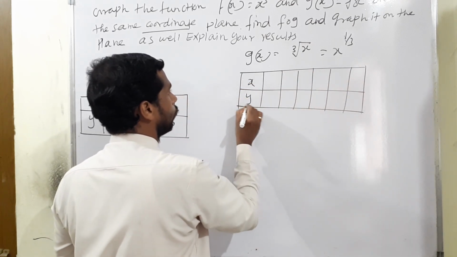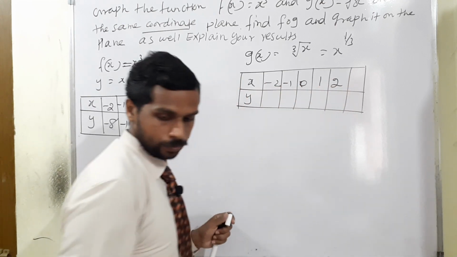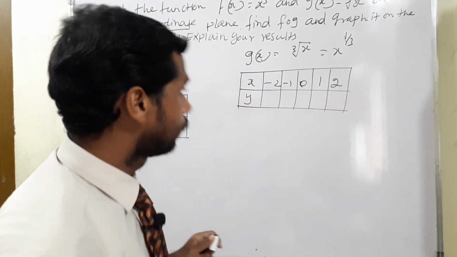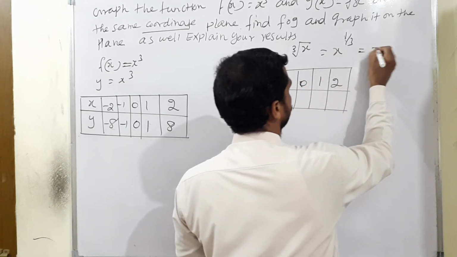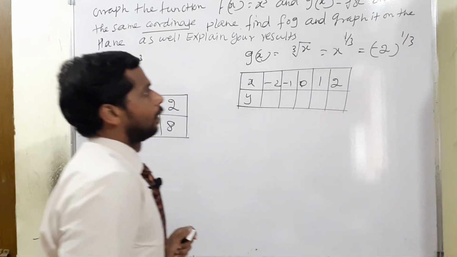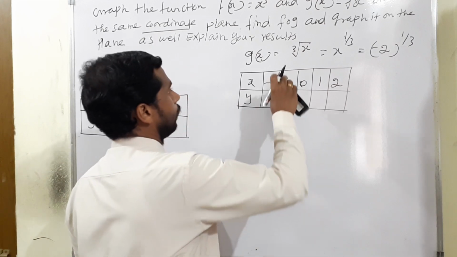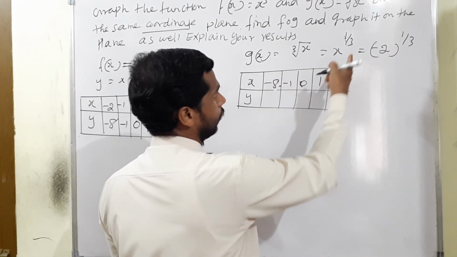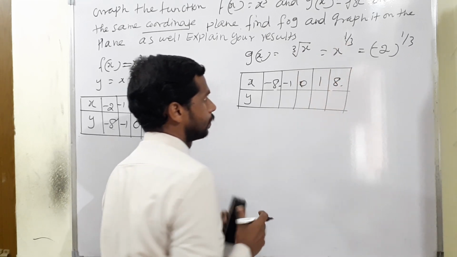So x, y: minus 2, minus 1, 0, 1 and 2. Instead of x, take minus 2, meaning minus 2 whole power 1 by 3. Otherwise minus 8, sorry. Here minus 8, okay. Then only it will be possible because of the power of 1 by 3.